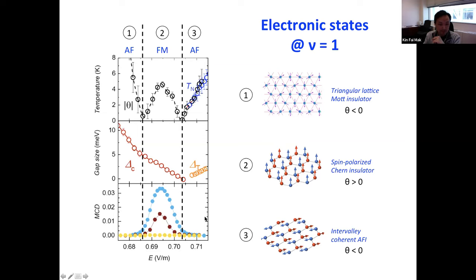And finally, panel 3 here is showing the spontaneous spin polarization in the system. And you can actually see that the spontaneous spin polarization is only present in region 2, which is what you expect for a Chern insulator. And with increasing temperature, the spontaneous polarization would just go away. Okay. So there's a charge gap closure of a topological phase transition from 2 to 3, but there's no charge gap closure from 1 to 2.